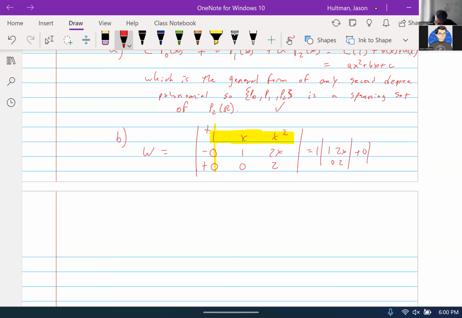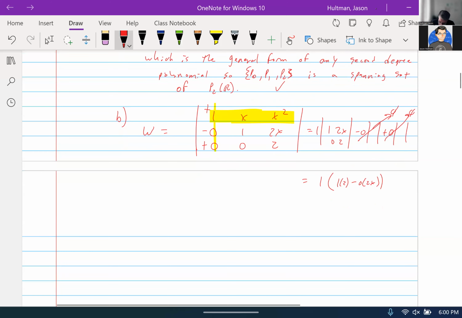Okay, plus 0 times the determinant of crossing off row and column. It'd actually be minus 0. Minus 0 times that determinant plus another 0 times whatever the determinant would be. But those are just going to go to 0. So that goes to 0 and that goes to 0. And so I'm really just left with this first value. And so this is 1 times 2 minus 0 times 2x. And so this just equals 2. Okay, because this will go to 0 as well. A lot of things going to 0. Okay, so this is equal to 2, which is not equal to 0.